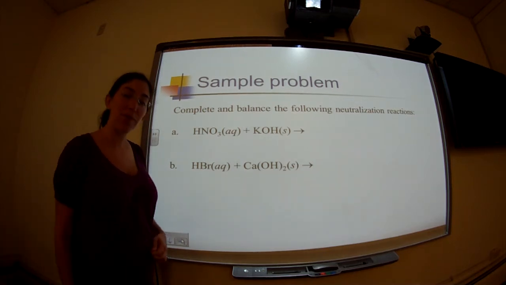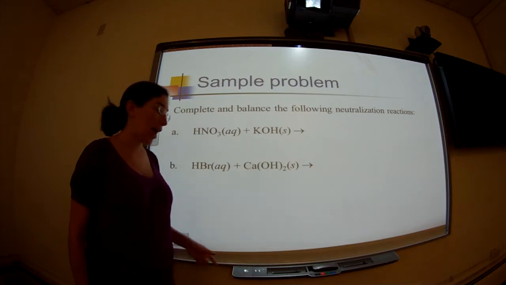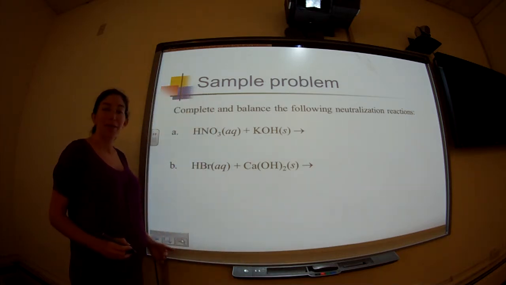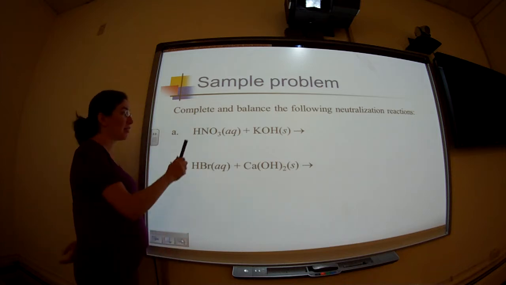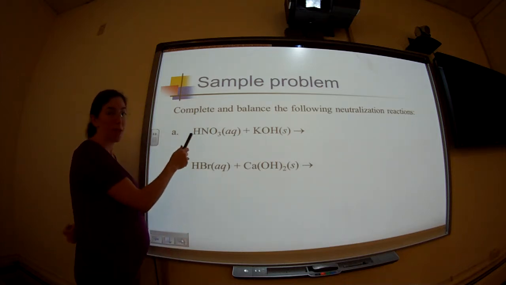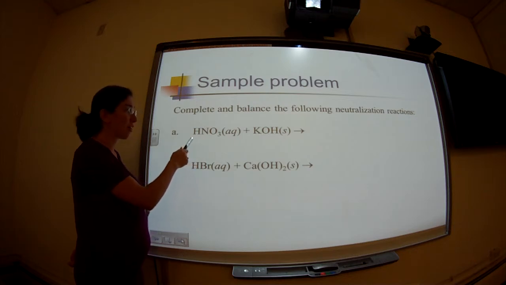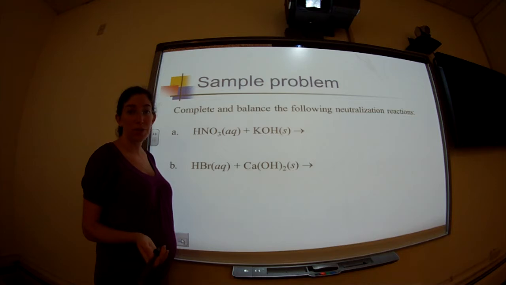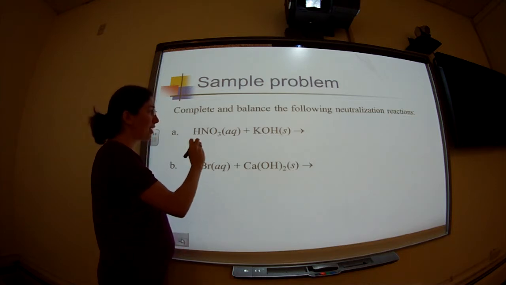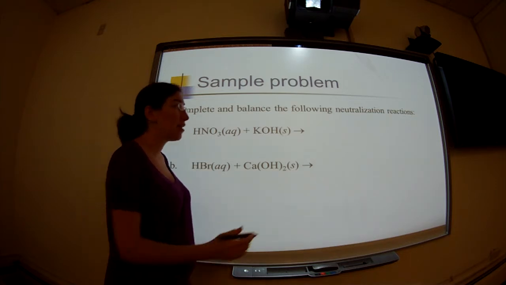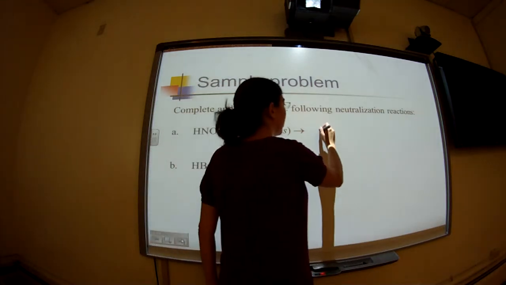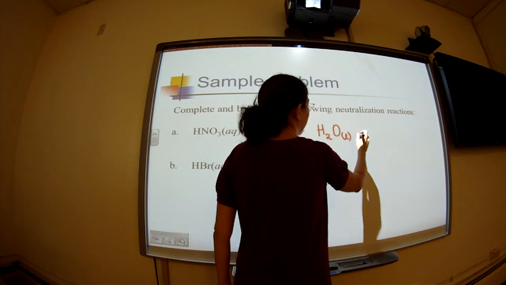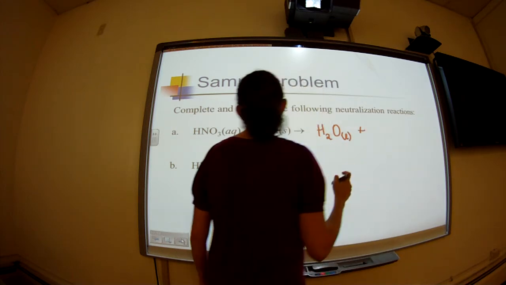So let's practice writing some neutralization reactions here, okay? Some where we're mixing an acid and a base. So in this problem, HNO3, this is nitric acid, it's a strong acid, mixed with potassium hydroxide, which is a strong base. Okay? So our product is going to be salt and water. So I'm going to go ahead and write the water first, probably in liquid, and then our salt.